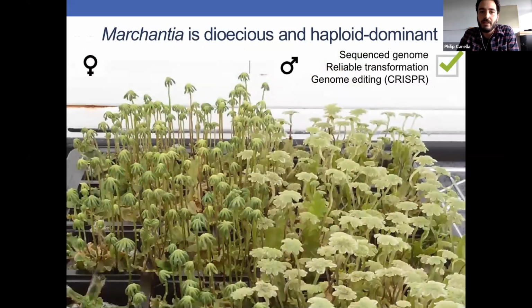Marchantia is dioecious, so we have male and female individuals. Here you can see the sexual structures that were induced by far red light, females on the left, males on the right. We're very lucky that there's a great Marchantia community, and we have a very good sequenced genome and lots of reliable transformation protocols, whether you're working with thallus, sporelings, or gemmae. We can do genome editing and transformations quickly and efficiently. So it's really a good model to work with, and I'm happy I'm working with it.